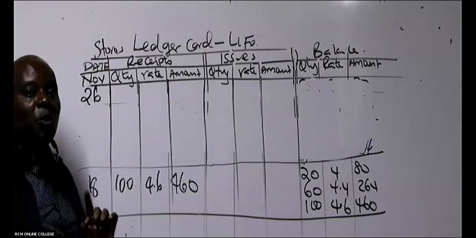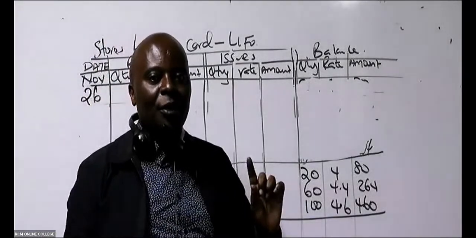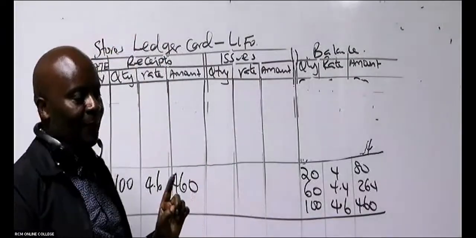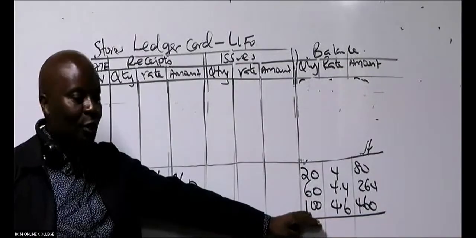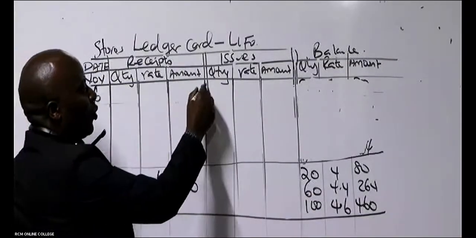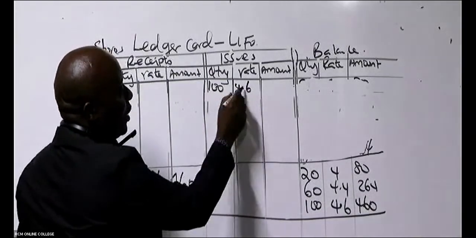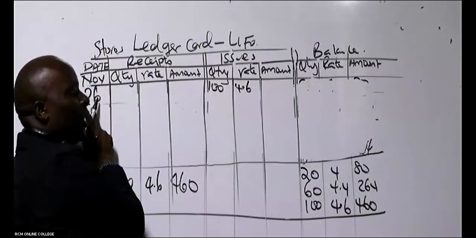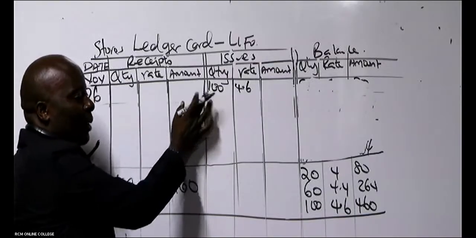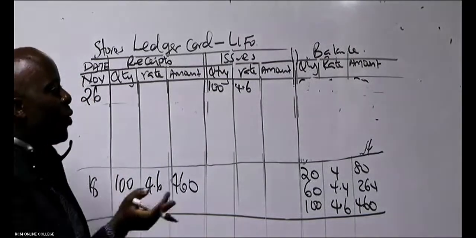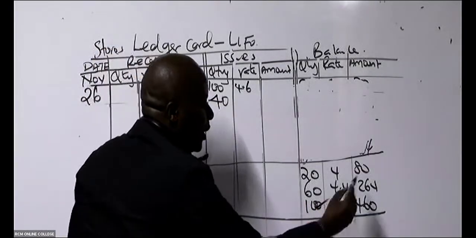140. Remember which criteria are we using to issue from our stores? Last in, first out. So the newest is the one that will be issued first. The very newest batch is this one. It has 100. So first of all, we issue all of those 100 at 4.6. We issued in total 140, so when I issue 100, I'm left with a balance of 40 to fill.